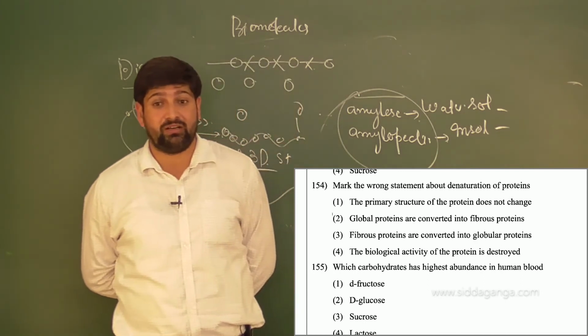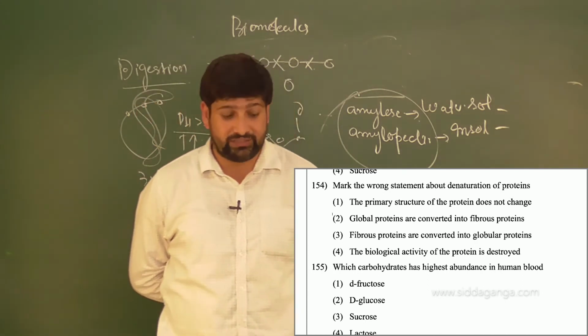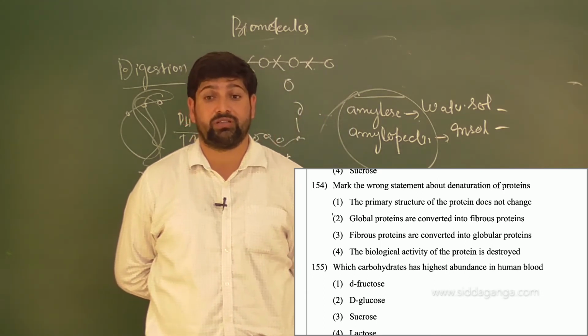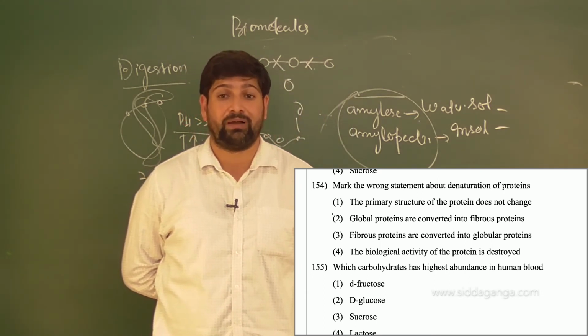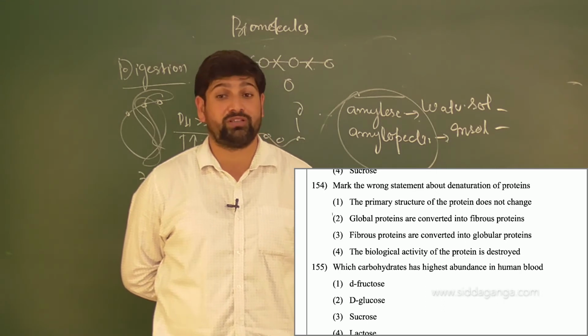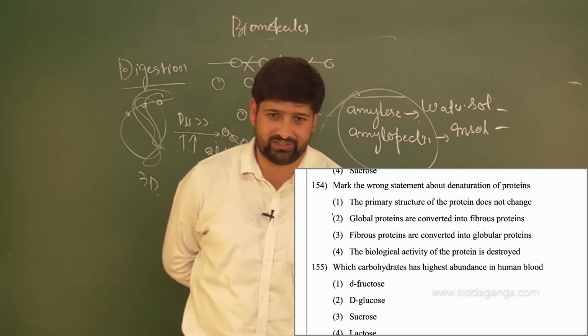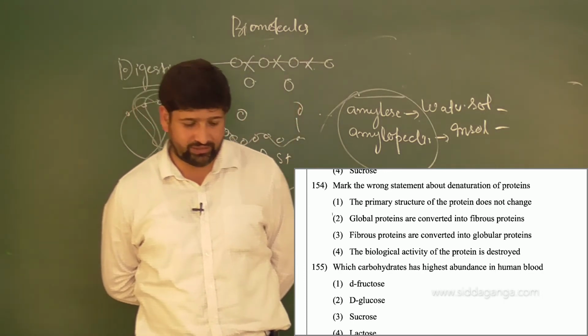No, the biological activity of protein is destroyed. That's absolutely correct. So the correct option for this will be globular proteins are converted into fibrous proteins. But fibrous proteins cannot be converted to globular protein because denaturation means opening out of the chain itself. Clear? So option 2 will be the correct option. Next one.